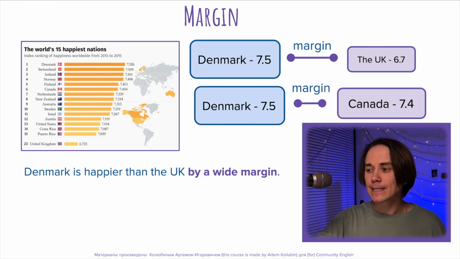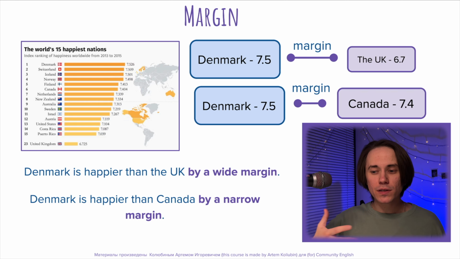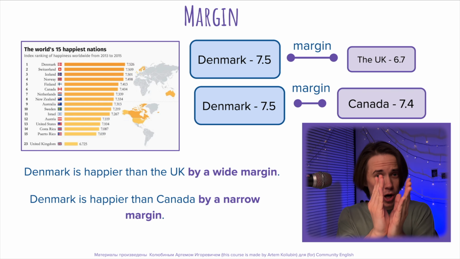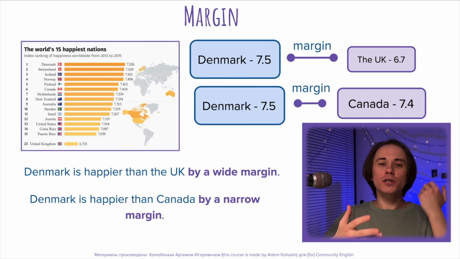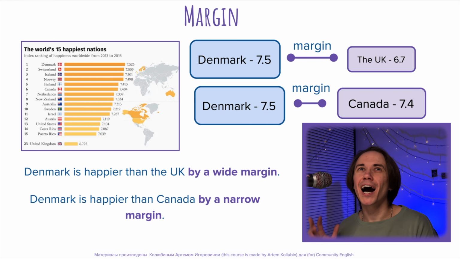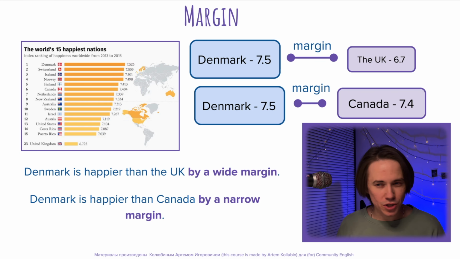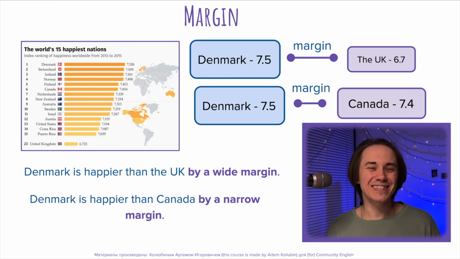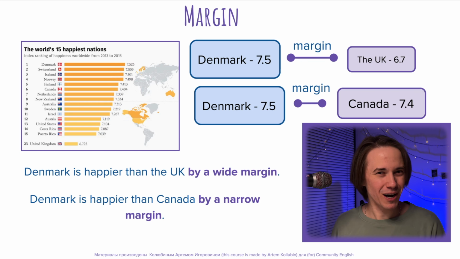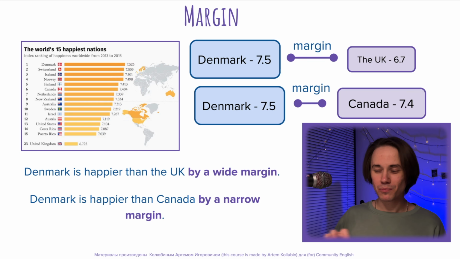But if you look at, let's say, Denmark and Canada, you can say that Denmark is happier than Canada by a narrow margin. And again, when you watch videos, when you listen to smart people talking about this stuff, they always use this: by a wide margin, by a narrow margin. And you will also use it presenting your data next week as a part of your final project, of course. That's why we're going through all of this practice.